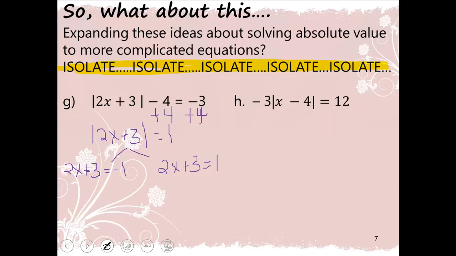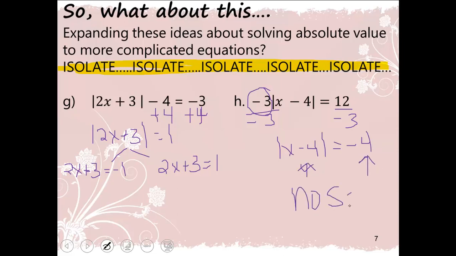Now on this one, in order to isolate, I need to divide through by this -3. So I'm going to divide both sides by -3 and watch what happens. I get absolute value x minus 4 is equal to -4. Can we have an absolute value equal to a negative number? No, no solution.